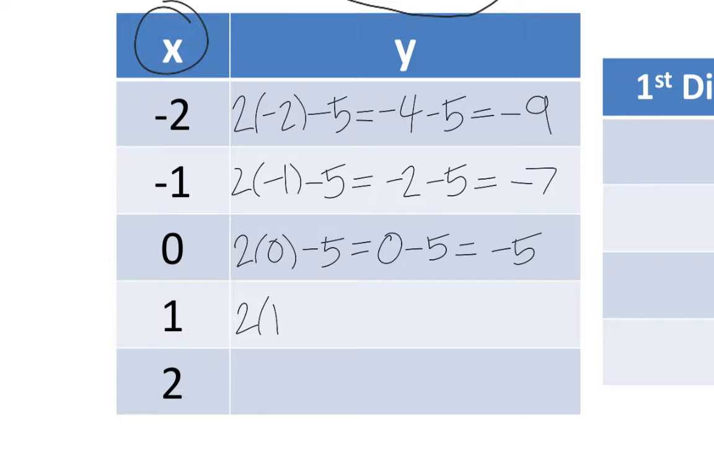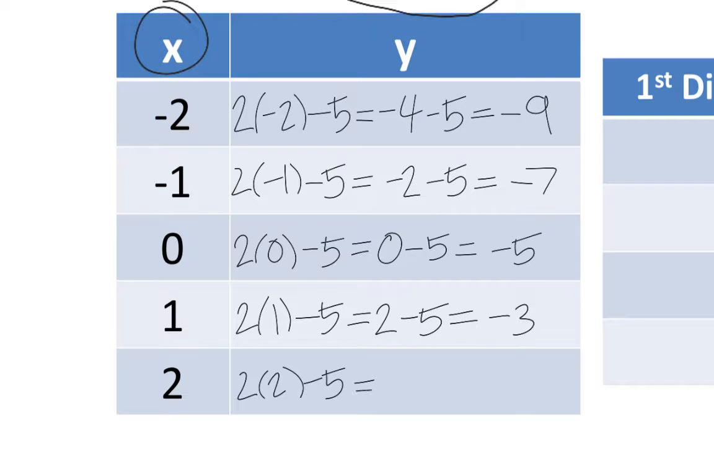2 multiplied by positive 1, subtract 5. 2 times 1 is 2. Subtract 5 stays the same. 2 subtract 5, be careful here, is negative 3. And last but not least, we have 2 multiplied by 2, subtract 5. 2 times 2 is 4. And 4 subtract 5 is equal to, be careful, negative 1.